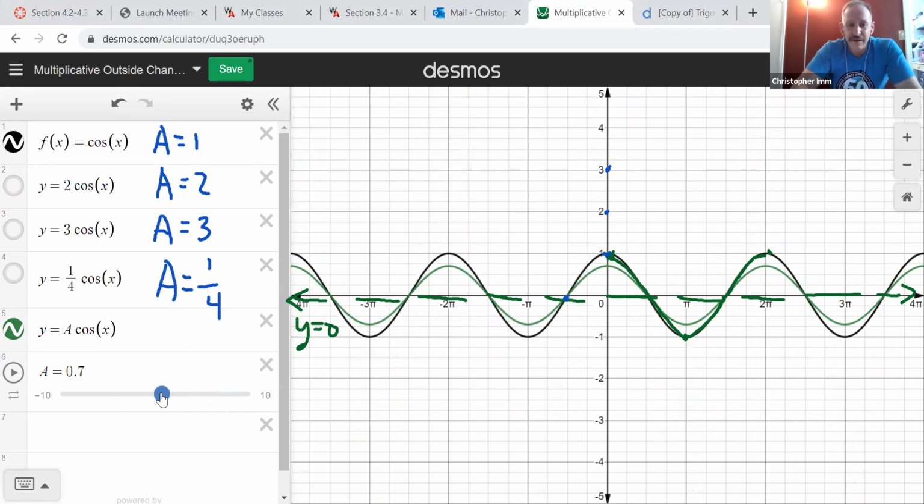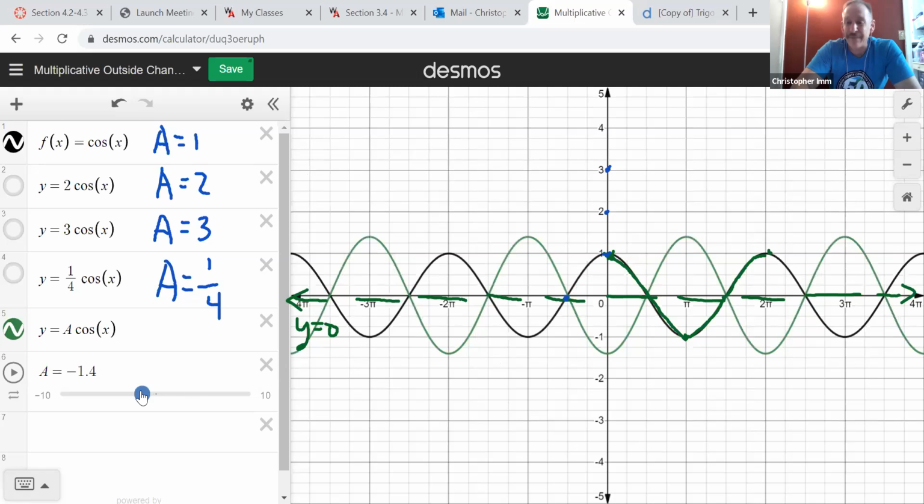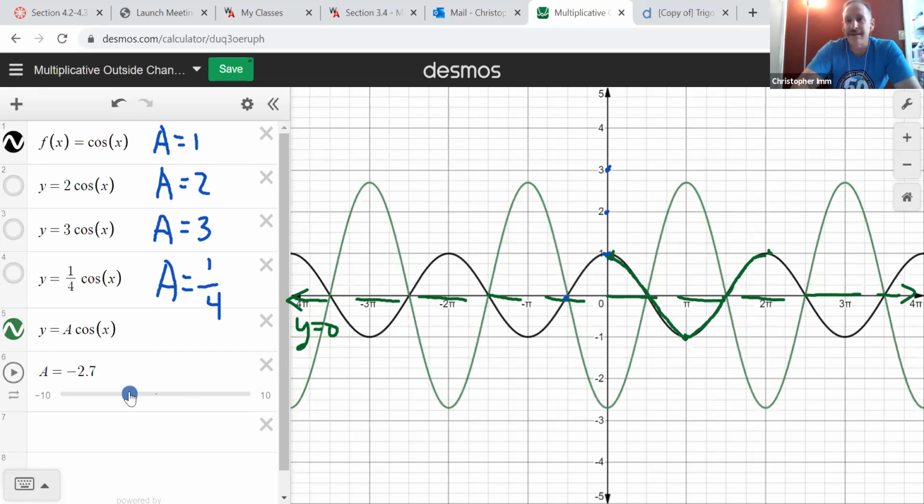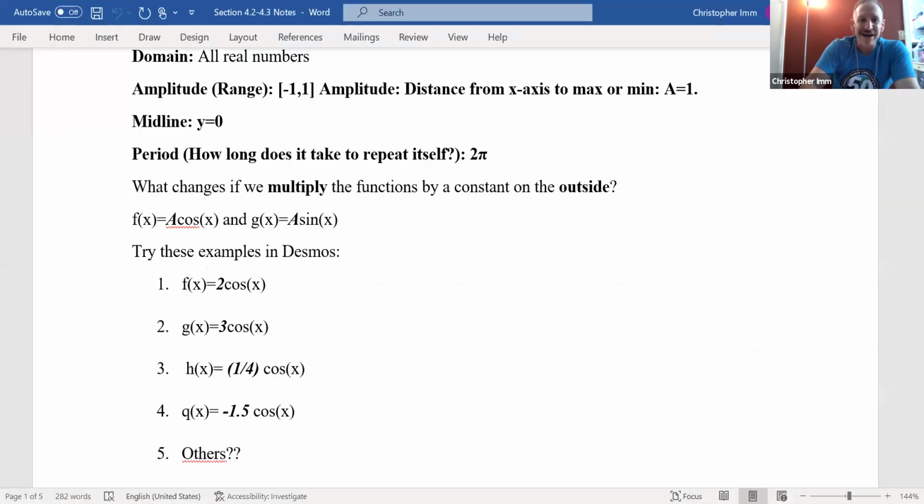And Jaden said, if it's negative, let's see what happens if it's negative. Yeah, you're exactly right. It's going to be flipped about that x-axis. So if a is negative, we're going to have a reflection about the x-axis there. So we're trying to put all this together, and we're starting with these outside multiplicative changes. I'm going to go ahead and do a new share. I'm bouncing all over the place today, but I think we've got what we needed from that.